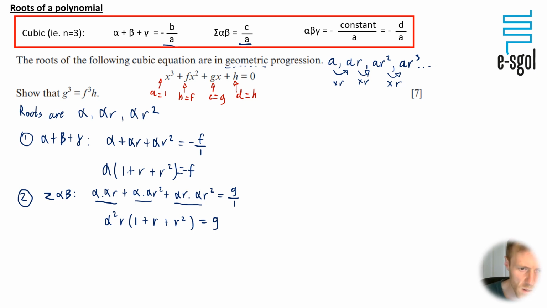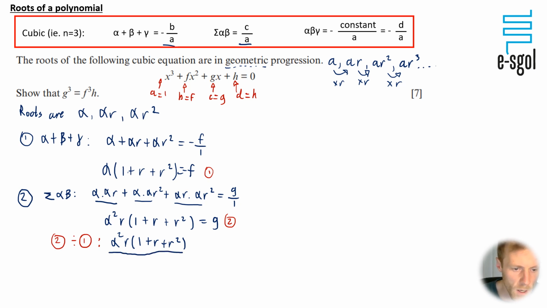Let's take these two equations and let's divide one by the other. So equation 2 divided by equation 1, and let's see what we get. So alpha squared r (1 plus r squared) divided by alpha (1 plus r squared) equals, and we've got g over minus f.